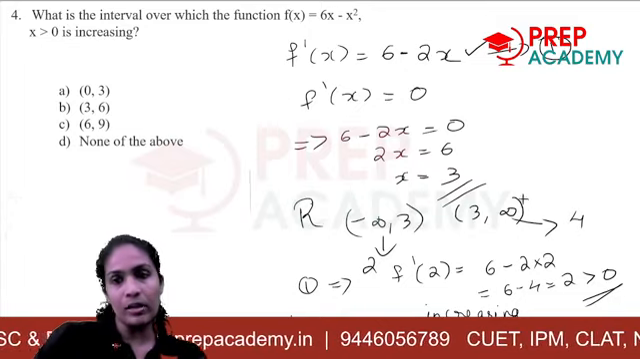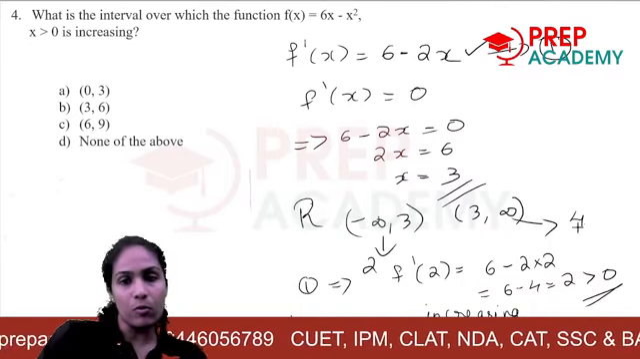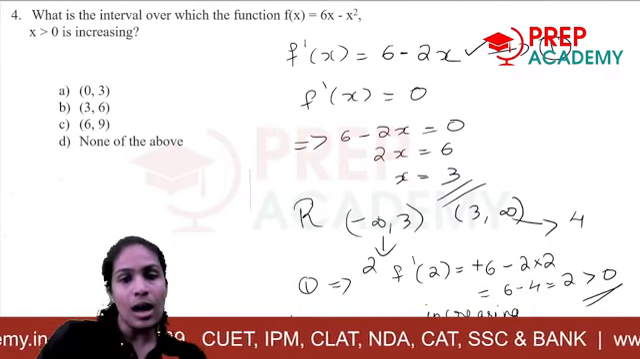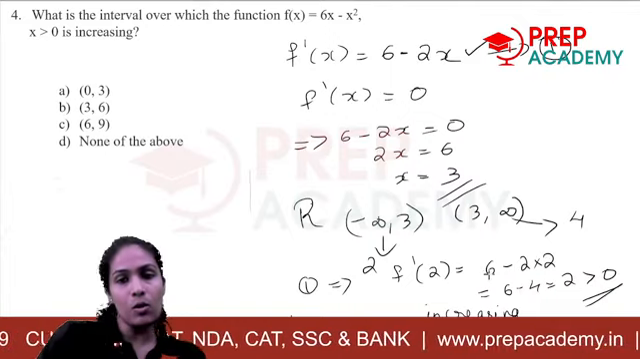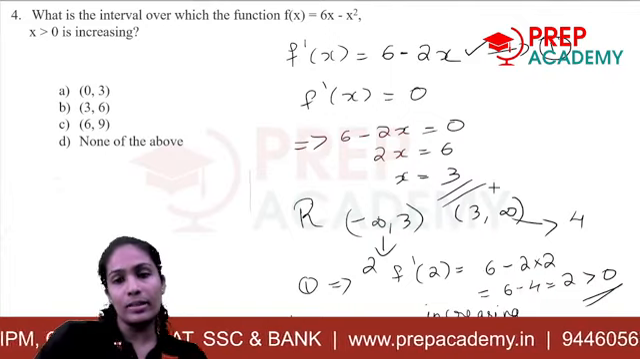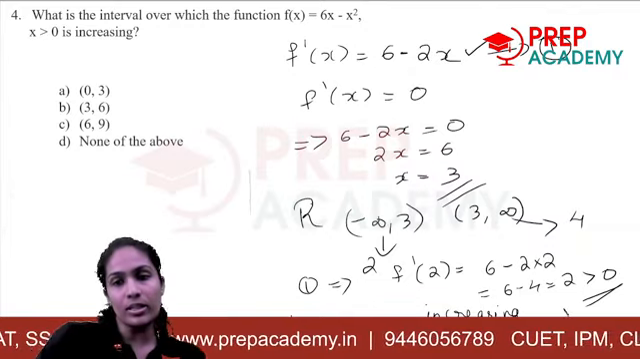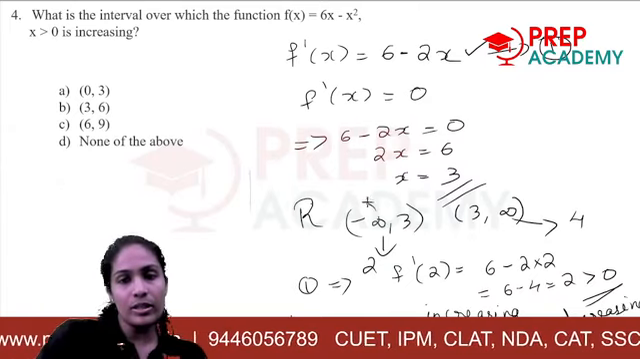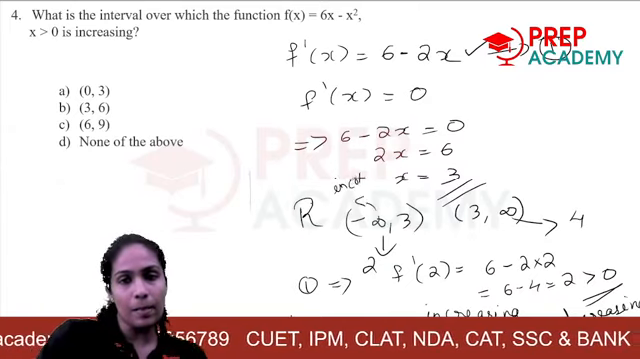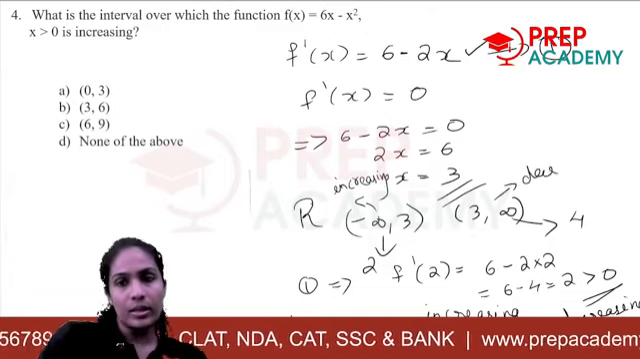From the second interval, our second interval is (3, infinity). I take the point 4 and find f dash of 4. And f dash of 4 is negative 2, that is less than 0. Since the derivative in this interval is less than 0, the function is decreasing. So in the first interval, the function is increasing. In the second interval, the function is decreasing.